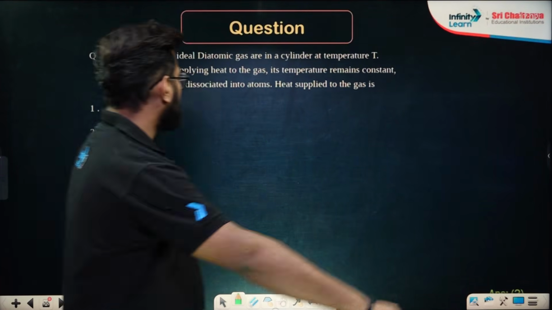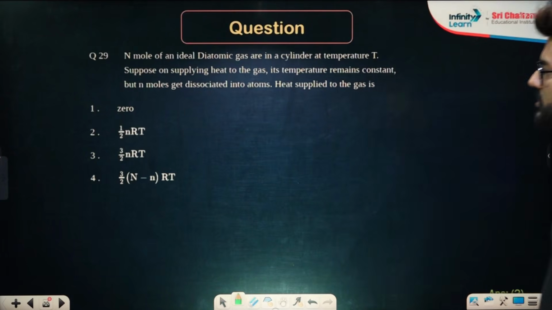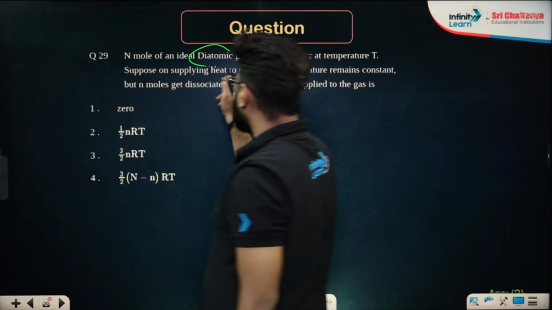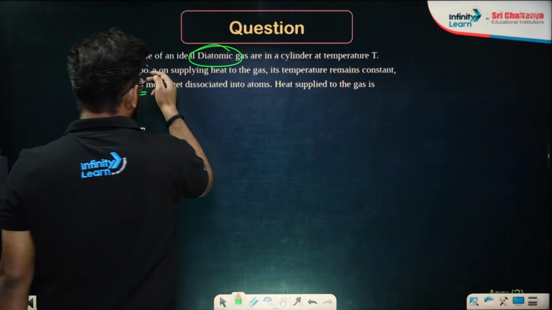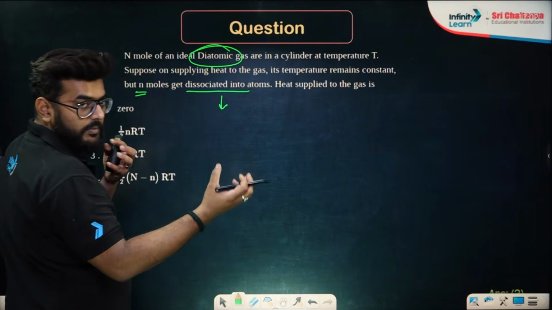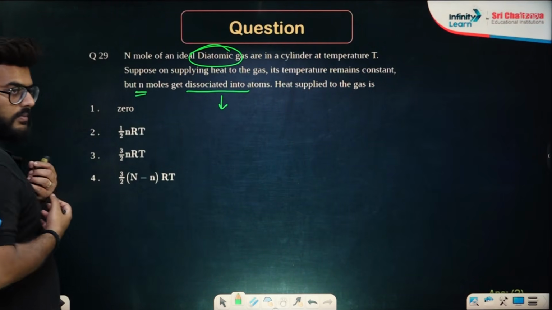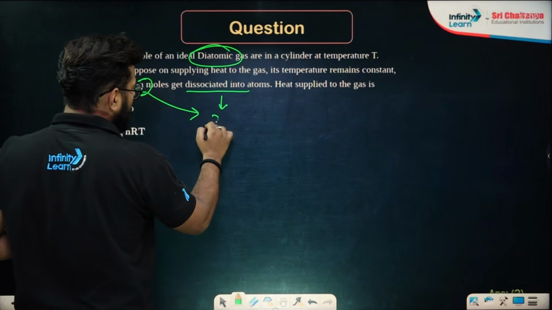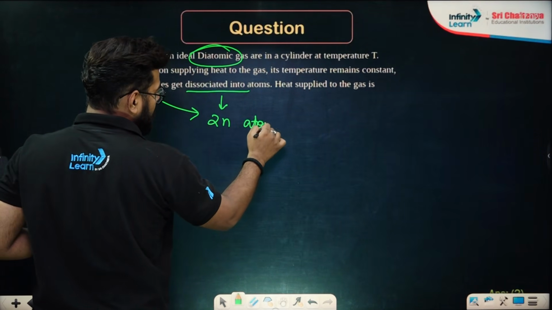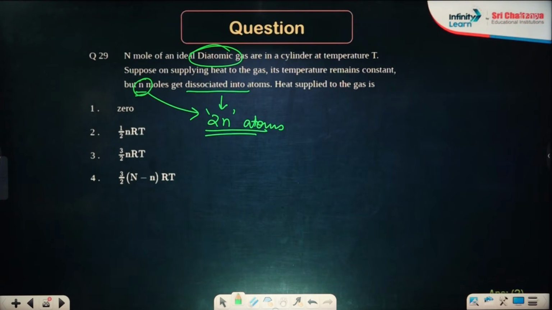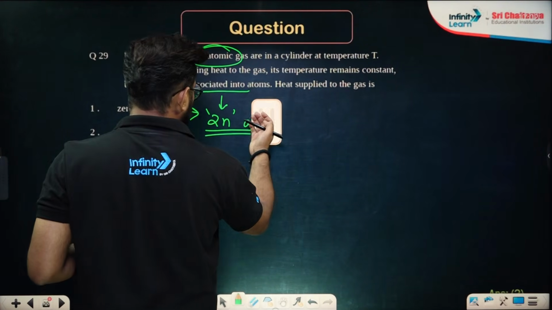N moles of an ideal diatomic gas are in a cylinder at temperature T. Suppose on supplying heat to the gas, its temperature remains constant, but n moles get dissociated into atoms. So it is a diatomic gas. That means out of capital N, small n moles have dissociated into 2 atoms each. Diatomic molecules dissociate into 2 atoms each, correct? So the n moles which get dissociated will now become 2n moles of atoms.